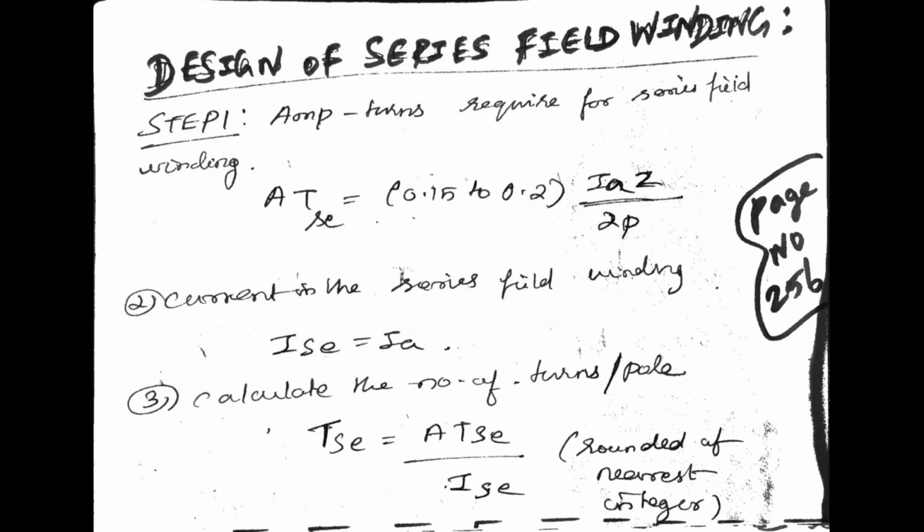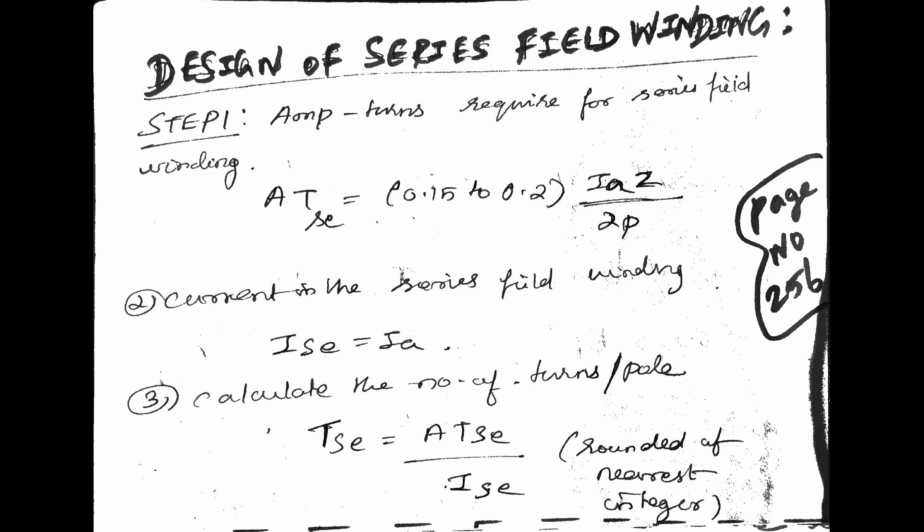Design of field winding. In this topic, design of series field winding. Step 1. Ampere turns required for series field winding. ATSC, that is AT series, is equal to (0.15 to 0.2) IAZ divided by 2P. Second, current in the series field winding ISC is equal to IA.